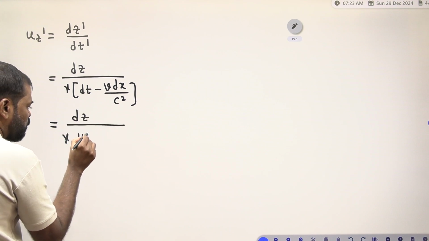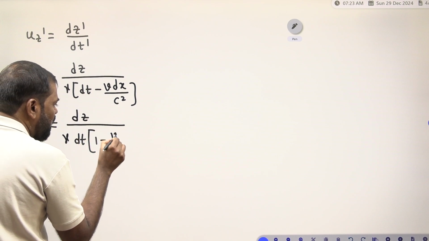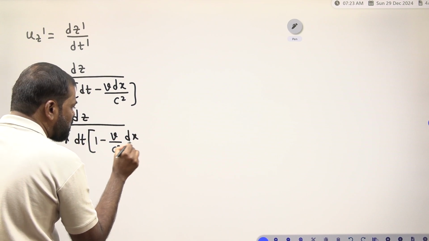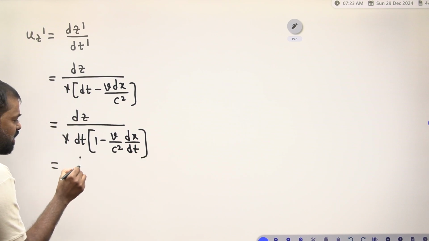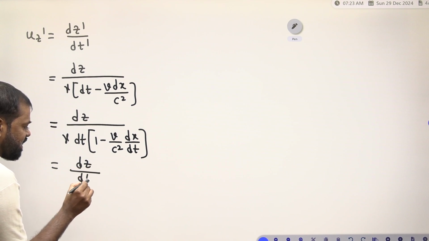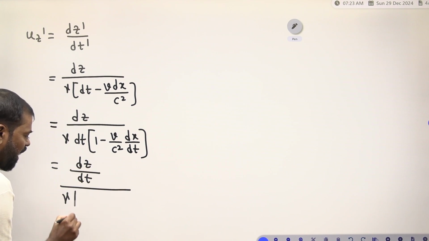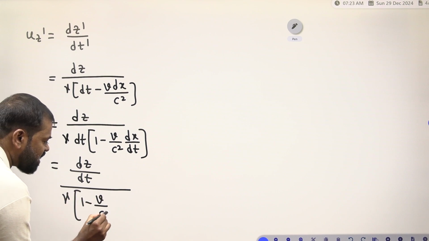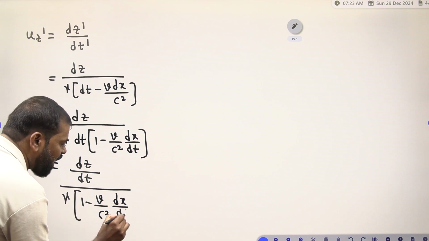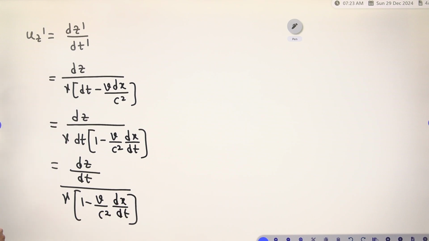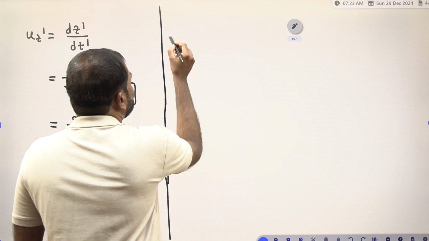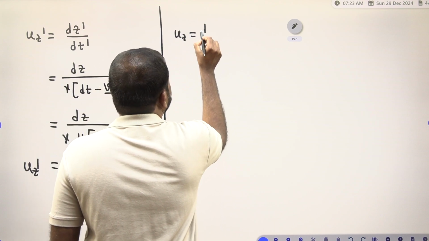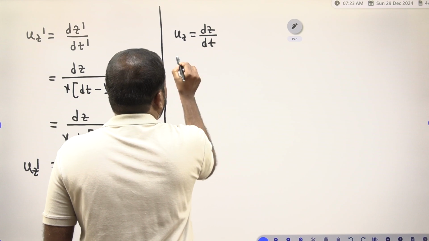Gamma into dt, you have to take outside, 1 minus v by c square into dx by dt. I am rearranging this one: dz by dt divided by gamma into 1 minus v by c square into dx by dt, which is equal to uz dash. Clear? You know that uz is equal to dz by dt, ux is equal to dx by dt.